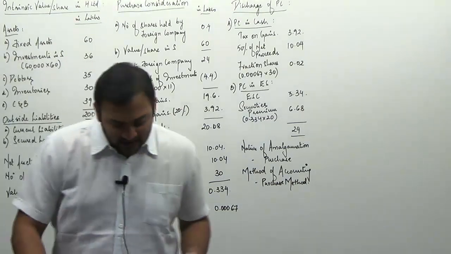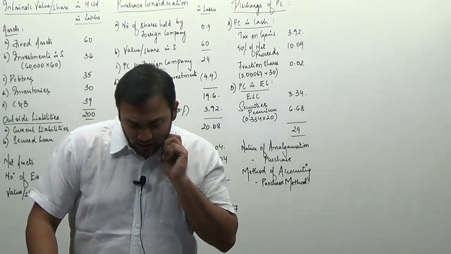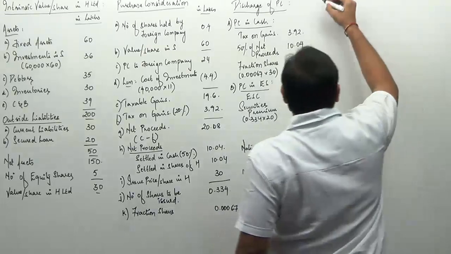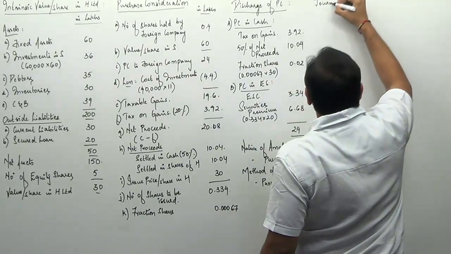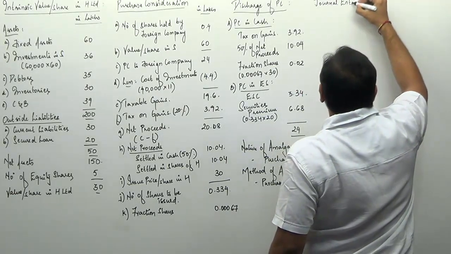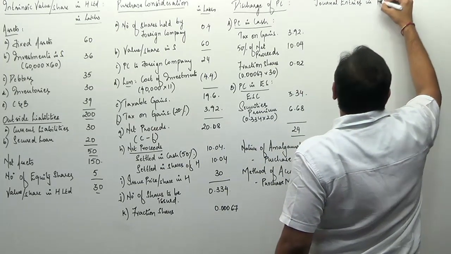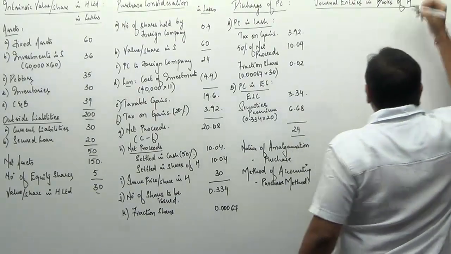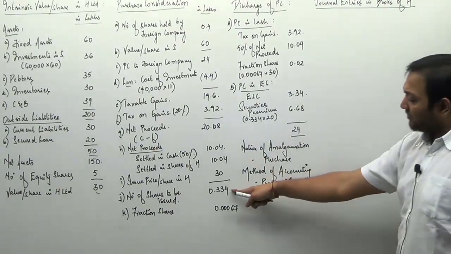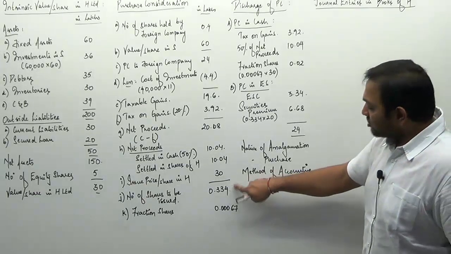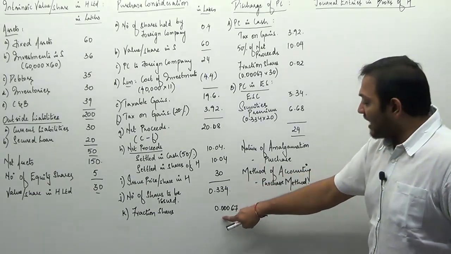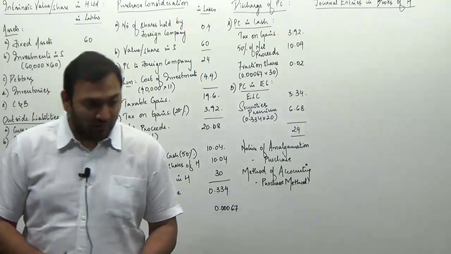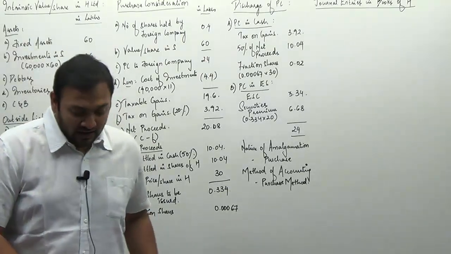Yes guys, what is he asking you? Pass journal entries in the books of H to record the above arrangement on 31st March. So let's pass journal entries in the books of H. Guys, I've rounded off this one. If you expand it, actually it's in lakhs, so I get 33466 and this will be 0.5 zeros and then 67. It's okay, way too many points. I have just rounded off to two decimals so that we get it.